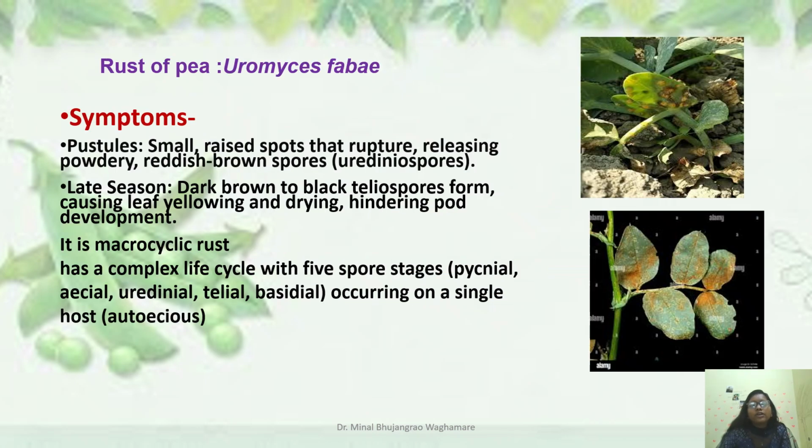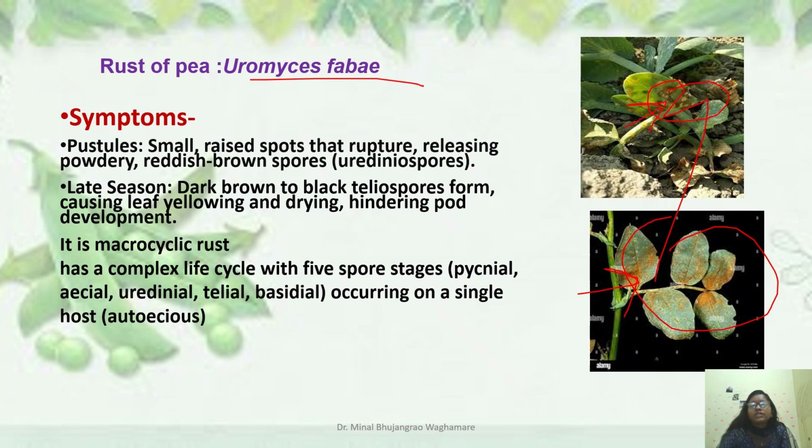Coming to another important disease of the pea, that is rust of pea. Causal organism is Uromyces fabae. In this, typical pustules are formed which are reddish brown in color, and at present the fungal spores are the uredospores. In later stages, the spores become dark black and brownish in color, and the fungal masses are now carrying the spores, that is teliospores.